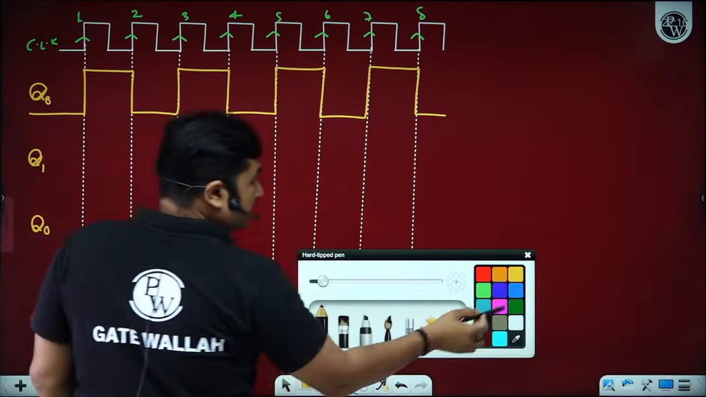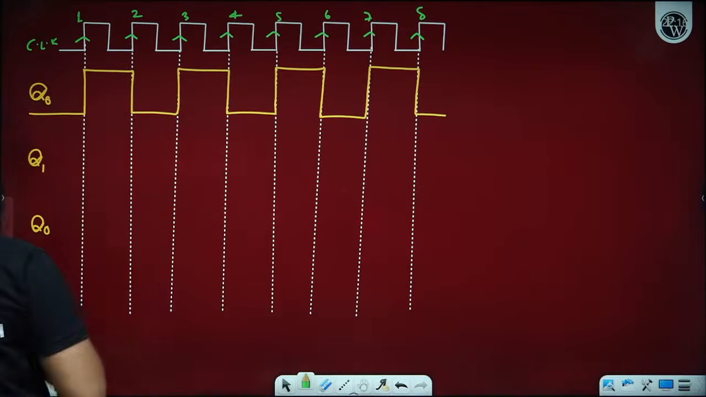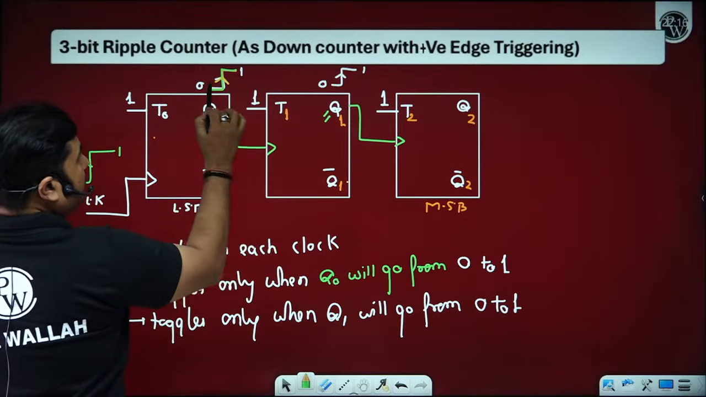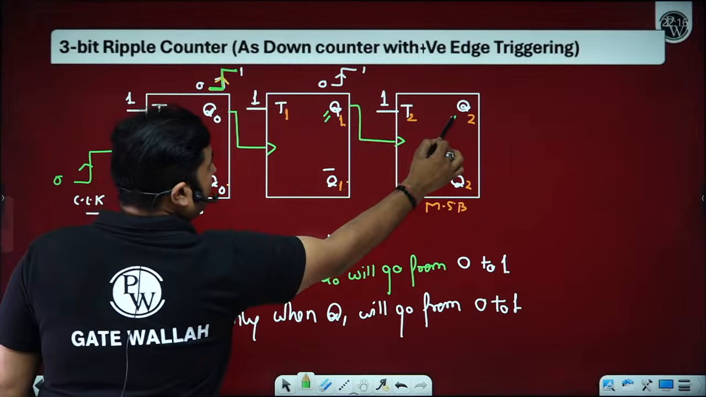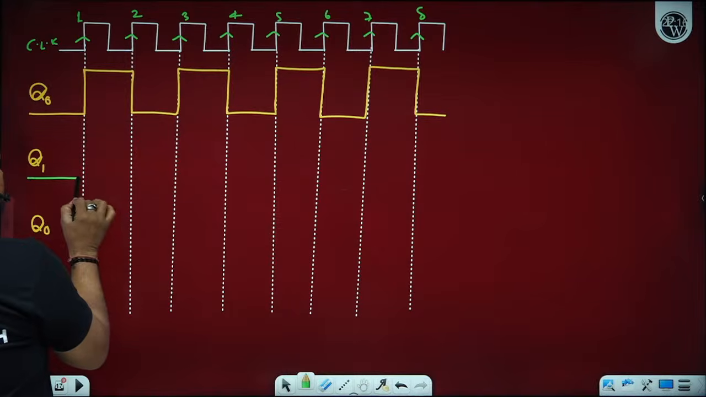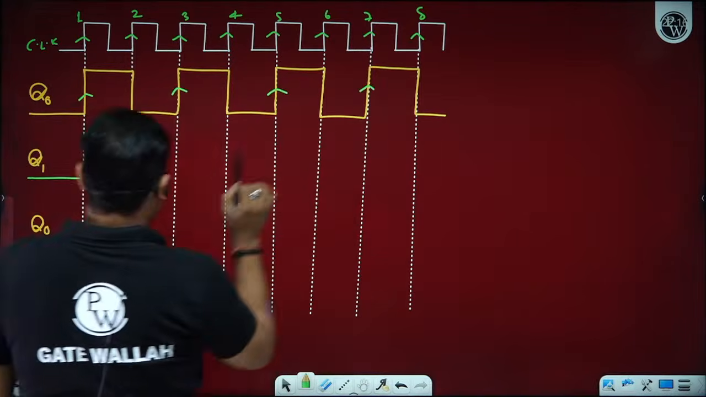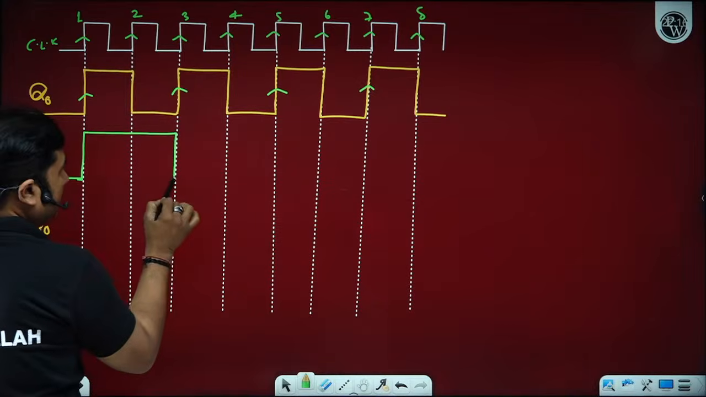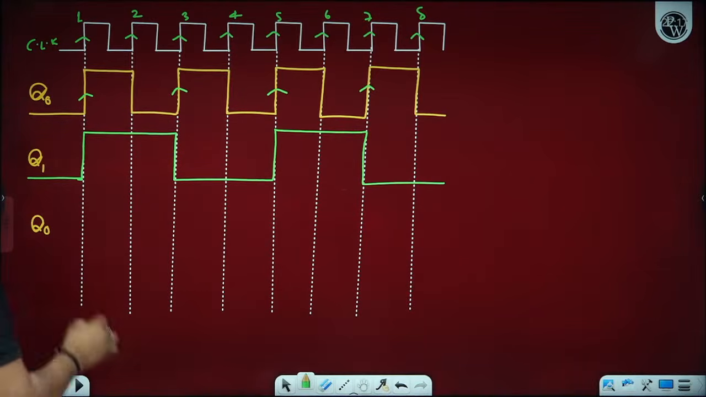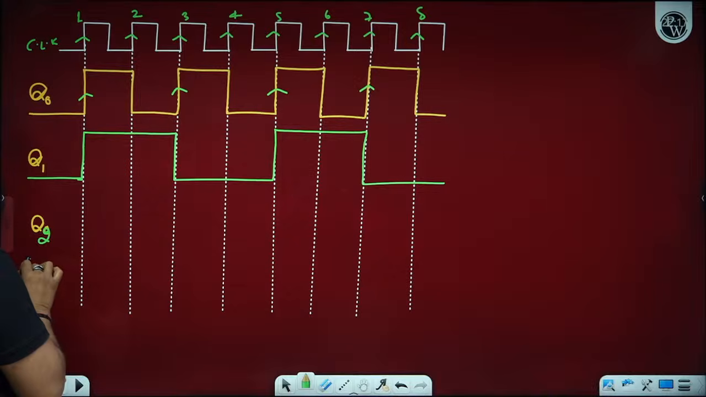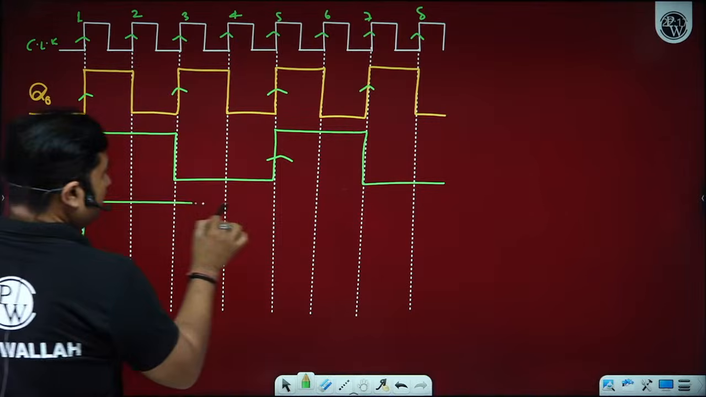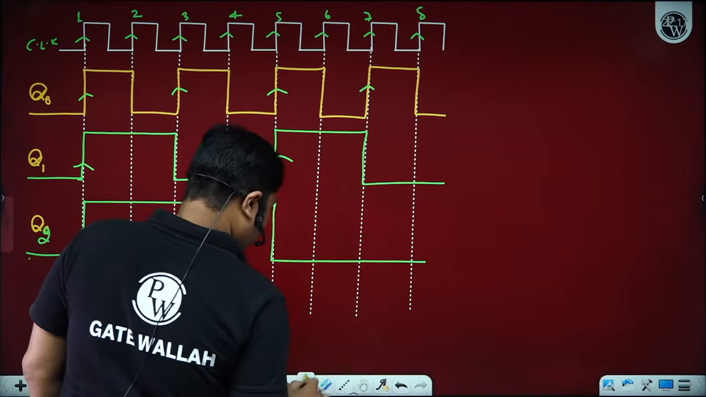Q1 changes its level whenever Q0 changes from 0 to 1. Q1 toggles when Q0 changes from 0 to 1. Q2 toggles when Q1 changes from 0 to 1. Is it okay? Yes, sir. So it is changing from 0 to 1 on these positions. So it toggles. How many of you are able to understand up to this part? Great. Q2 toggles only when Q1 changes from 0 to 1. So Q1 is changing from 0 to 1 at these two positions.